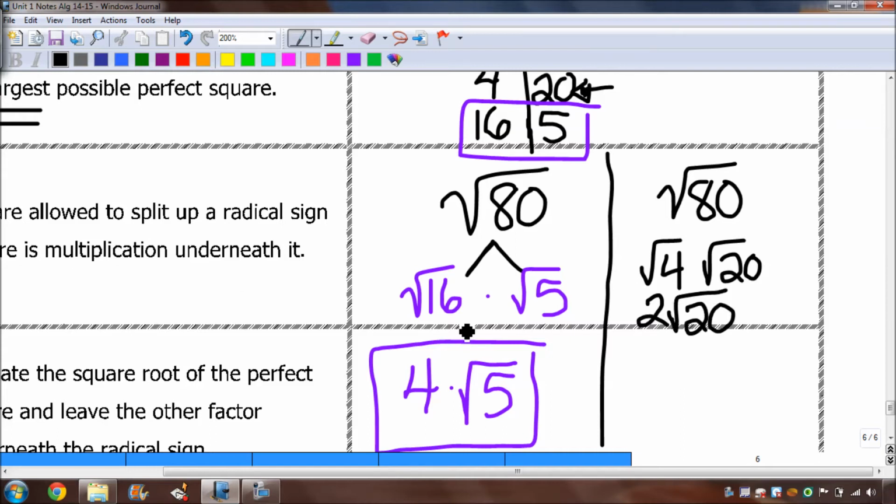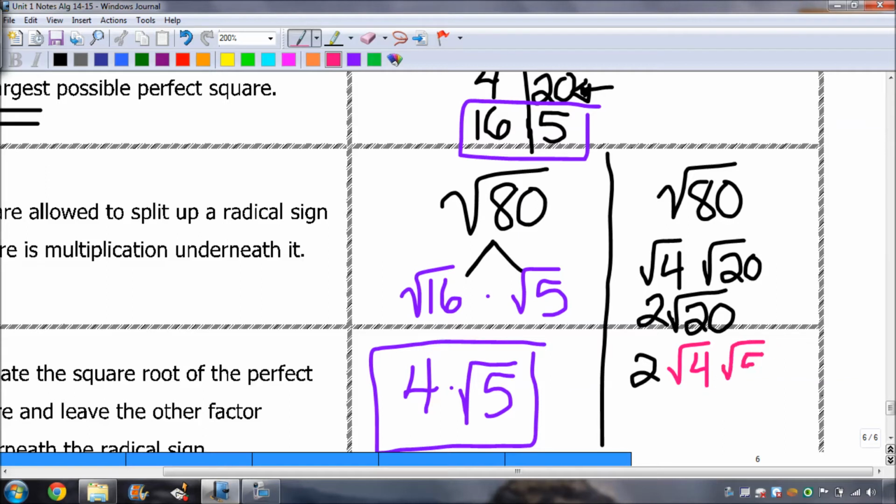Now, notice in my final answer that I got here, I got radical 5. 5 is not divisible by any perfect squares other than 1. So I know this is my final answer. 20, however, is divisible by a perfect square. And that perfect square is 4. So I'm going to split up the radical 20 as radical 4 times radical 5, but the 2 gets copied down.